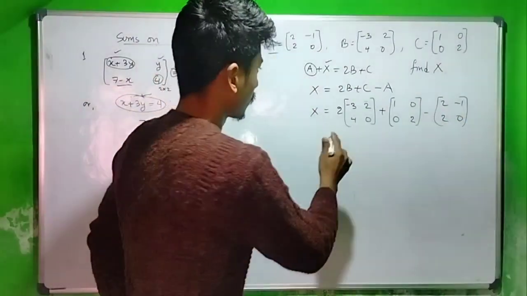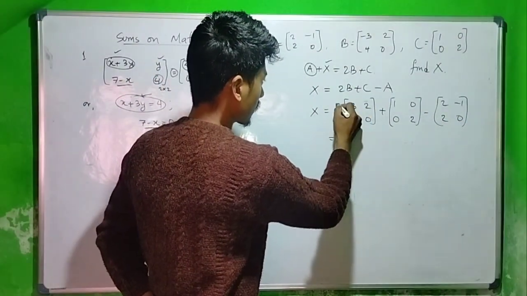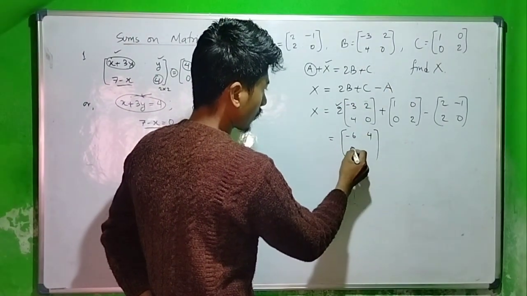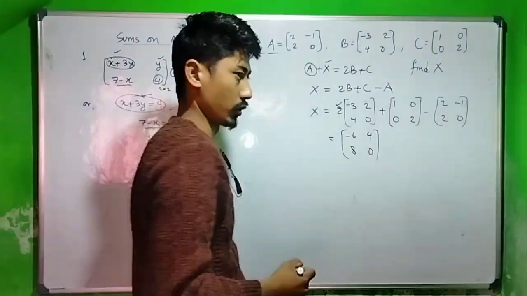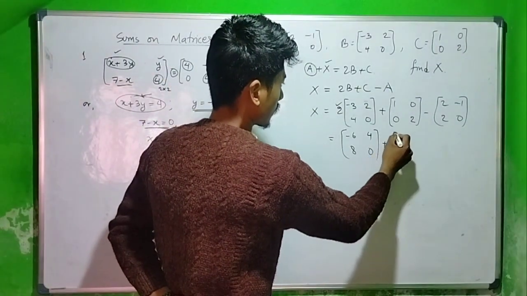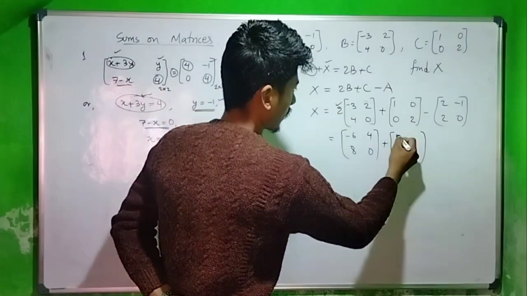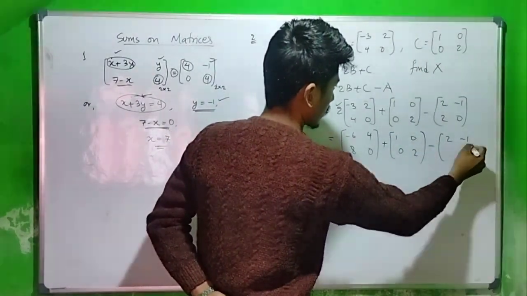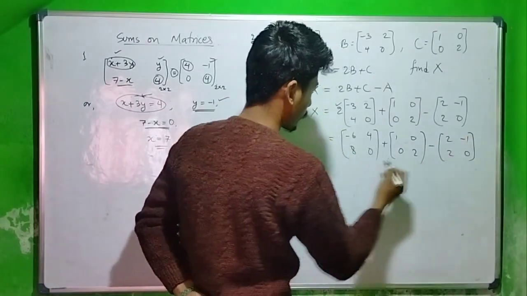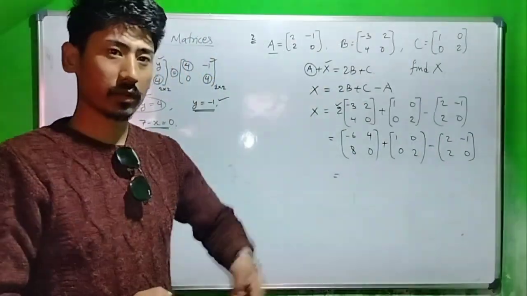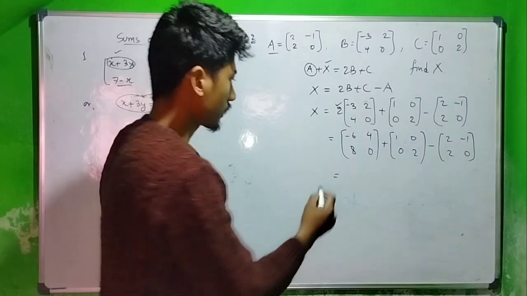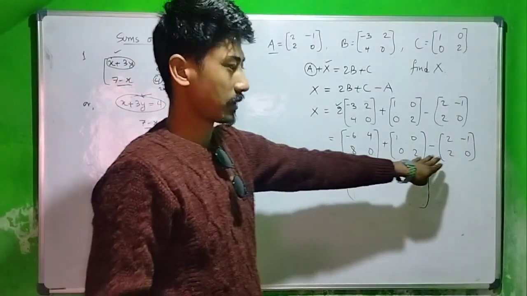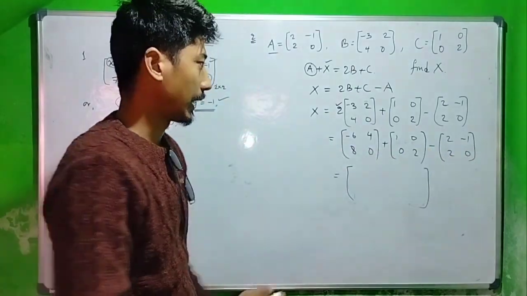So first of all, we'll just multiply all the elements by 2. So what we'll get? Minus 6, 4, 8 and 0. Alright, plus. Now what we can do? We'll just keep it as it is, 1, 0, 0, 2 minus 2, minus 1, 2 and 0. Now we can add all three matrices at once. Since these three matrices are of the same order, we can easily add them.